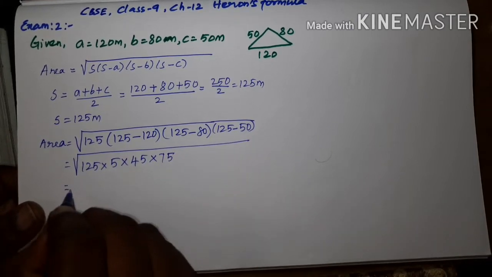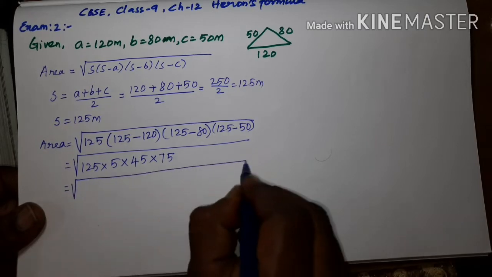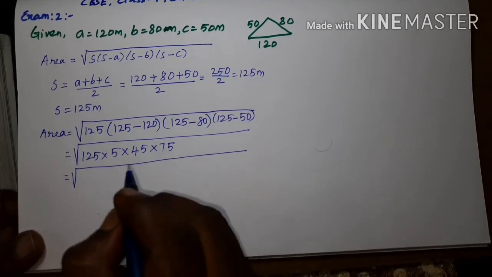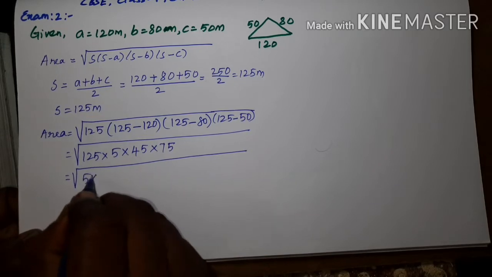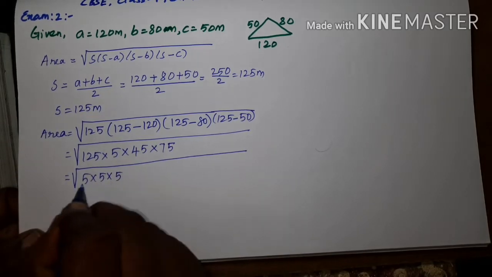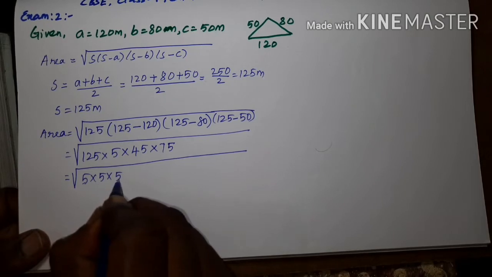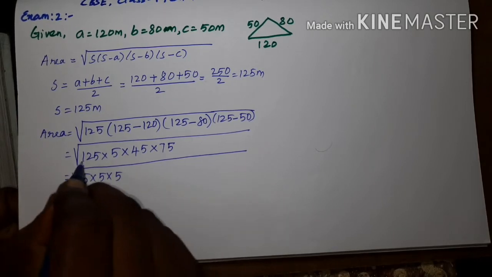So we need to find, already I taught the concept. First we need to find the factors. It is very easy to segregate all the values here. So 125 is nothing but 5 into 5 into 5. So 5 into 5 is 25, 25 into 5 is 125. So these are all the factors of 125.